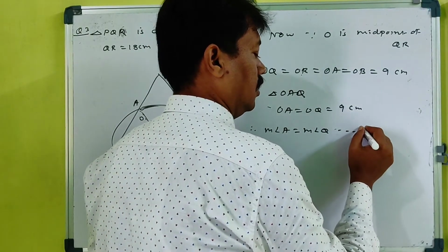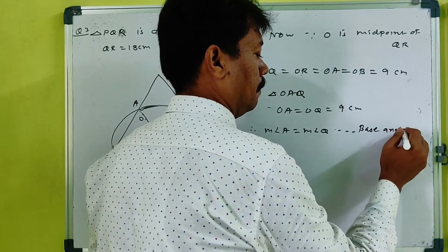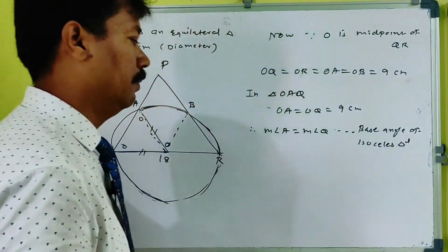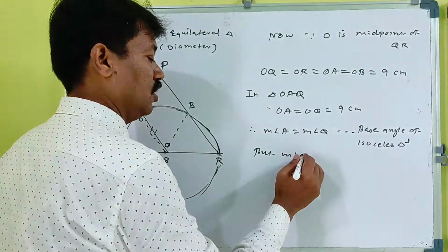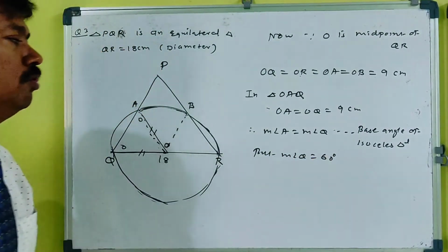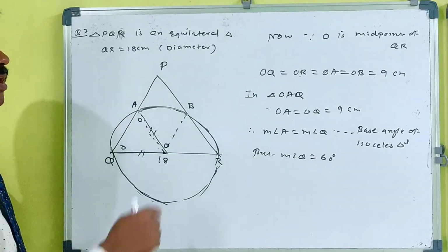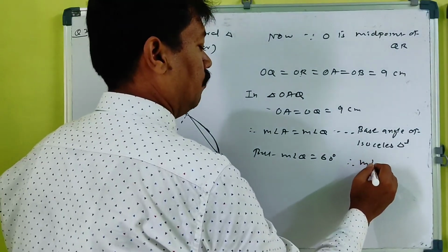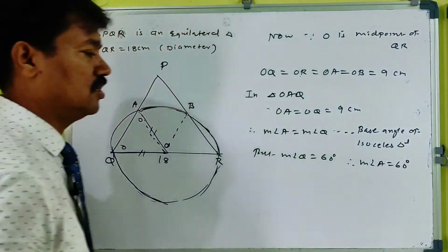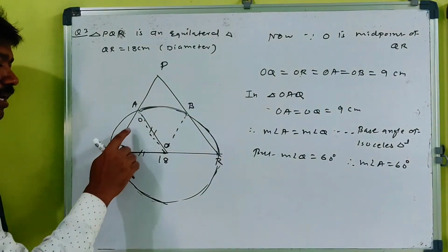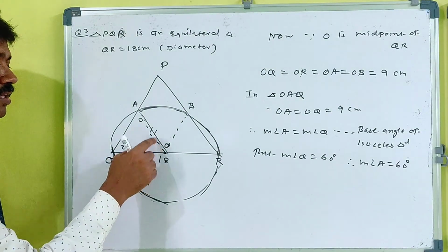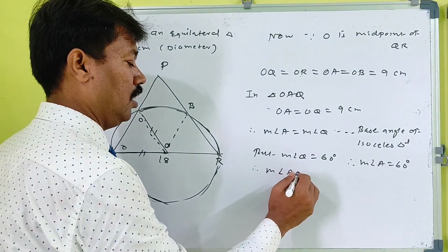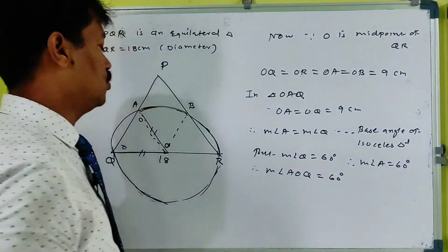Result क्या है? It is base angle of isosceles triangle, but measure angle Q is 60 degree already known, because all तीनों angle अपने 60 degree है. all तीनों angle 60 degree होने के कारण measure angle A क्या हो जाएगा? Therefore measure angle A is also 60 degree. So ये 60 degree होने के कारण ये भी 60 हो गया, दोनों 60 हो गया. Therefore measure angle AOQ is also 60 degree.